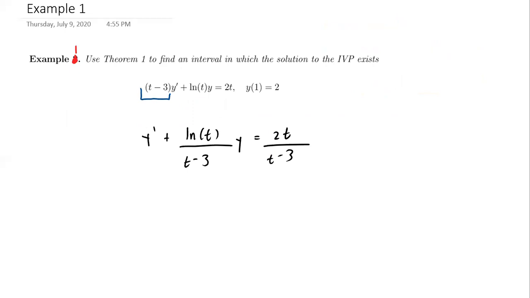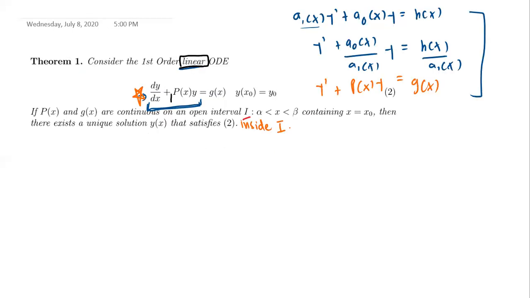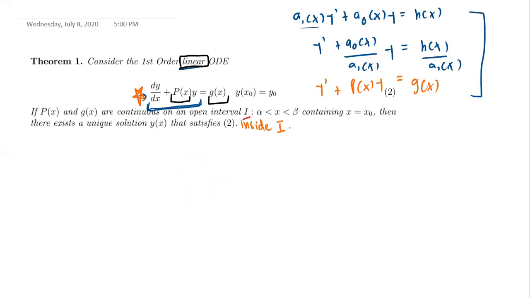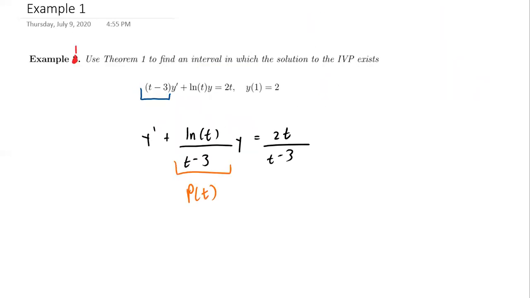Now, in terms of the theorem, what matters is the function in front of y and the function that's not multiplied by any derivatives of y. What I like to do is always label those in my differential equation. Whatever's in front of y, which in this case is ln of t divided by t minus 3, would be our p of t. You see that matches our p there. And whatever is not multiplied by a derivative of y would be our g of t.